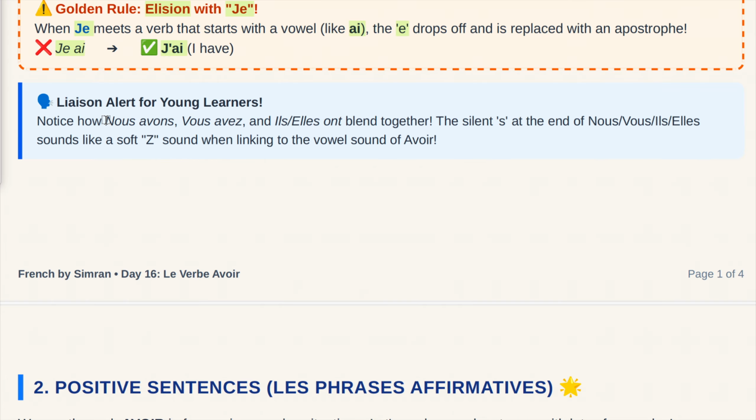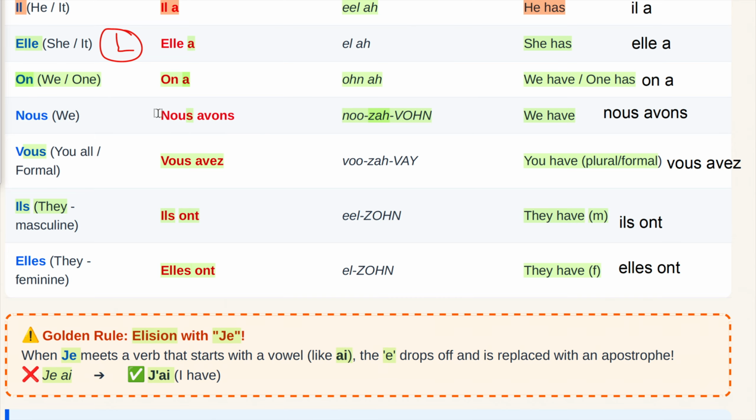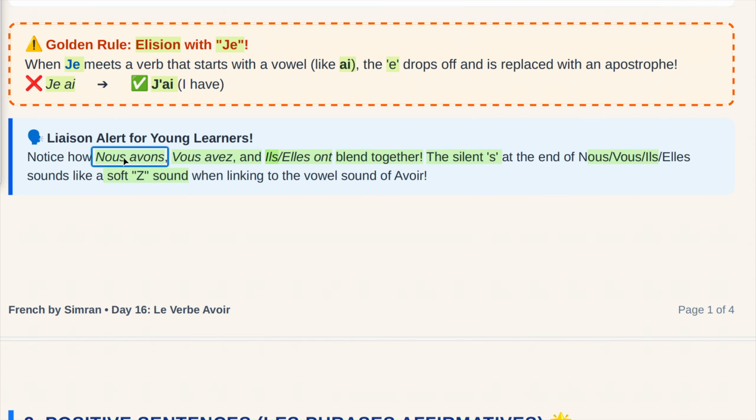And one more thing, when there is nous, vous, ils, elles, this is s and this is a, this is ils ont, elles ont. So they always blend together, and this silent s at the end of nous, vous, ils, elles is silent because we don't speak it, we only speak the next sound. So it will convert to a soft z sound, okay? So it will become nous avons, vous avez, ils ont, elles ont. D'accord? This is the liaison rule. D'accord?